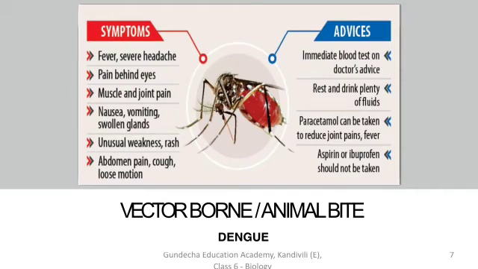The next disease which we are going to study is dengue. Here the mode of transmission is by the bite of the female Aedes mosquito. So it is a vector-borne disease. The symptoms are headache, fever, joint pain, muscle pain, nausea, vomiting, abdomen pain, cough and loose motions. The preventive measures are to use mosquito repellents and prevent mosquito breeding, and the advice is an immediate blood test on doctor's advice, rest and drinking plenty of fluids.